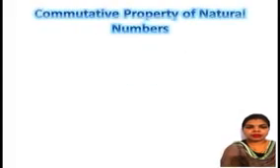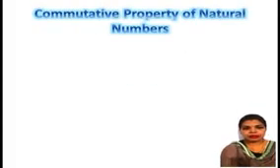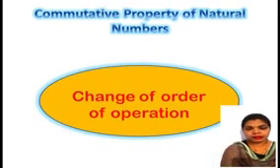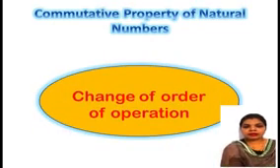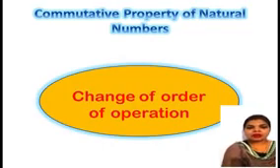Last time we have seen the video over properties of natural numbers, the first property, closure property. Today we are going to discuss the commutative property of natural numbers. So what is commutative property? It indicates a change of order of operation.